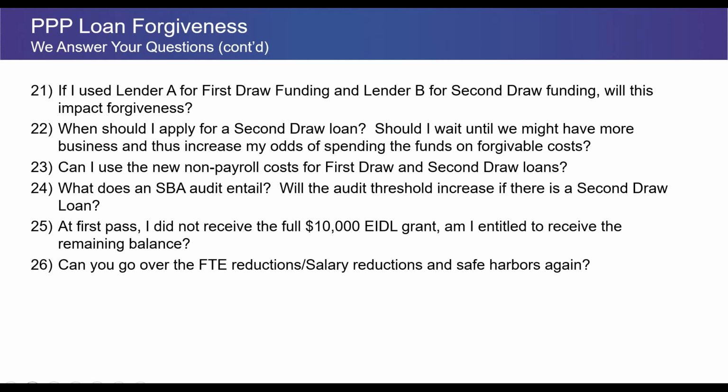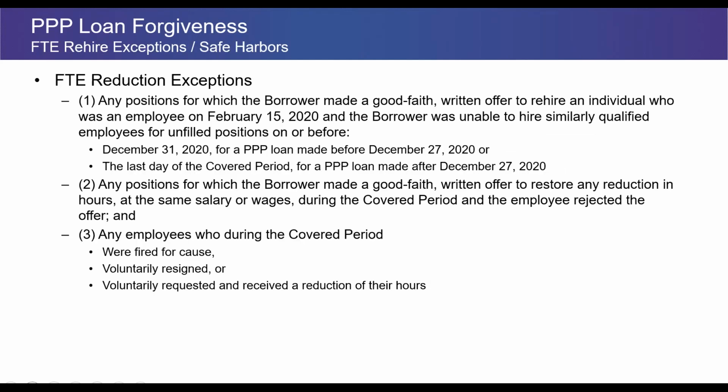26, can you go over the FTE reductions, salary reductions, and safe harbors again? Sure. So folks, we're going to go through this again, and you will have this in your slide deck. So let's talk about the FTE reduction exceptions. Any positions for which the borrower made a good faith written offer to rehire an individual who was an employee on February 15th, 2020, and the borrower was unable to hire similarly qualified employees for unfilled positions on or before December 31st, 2020 for a PPP loan made before December 27th, 2020, or the last day of the covered period for a PPP loan made after December 27th, 2020.